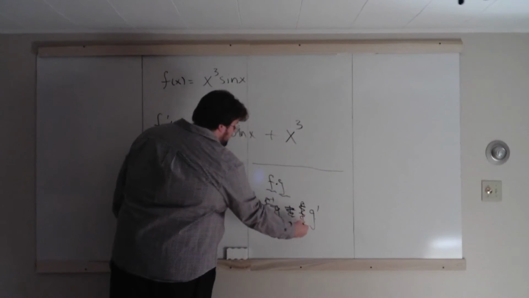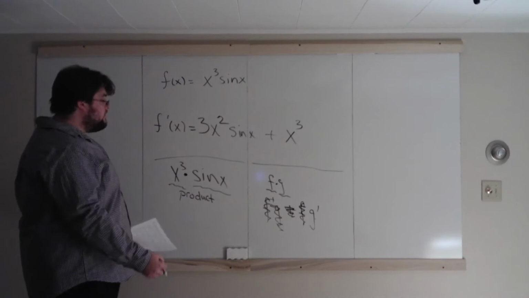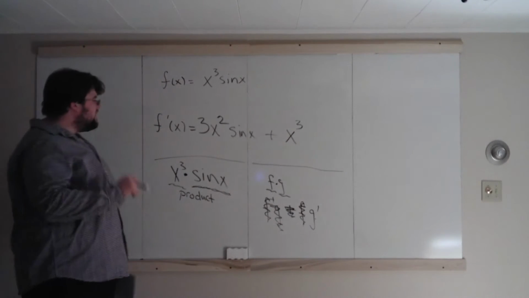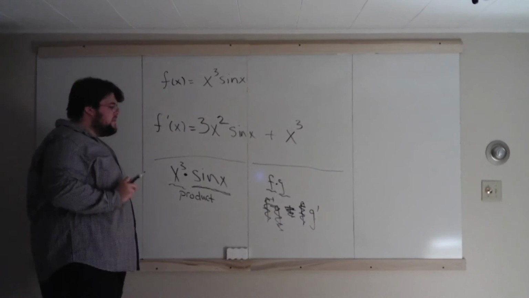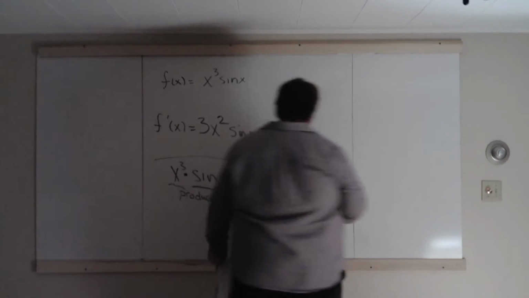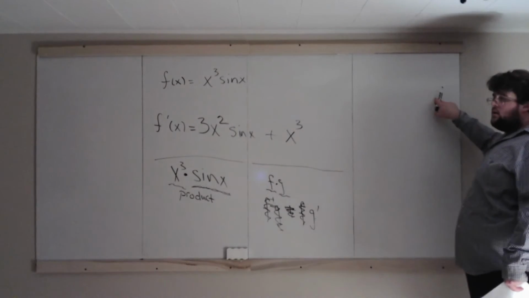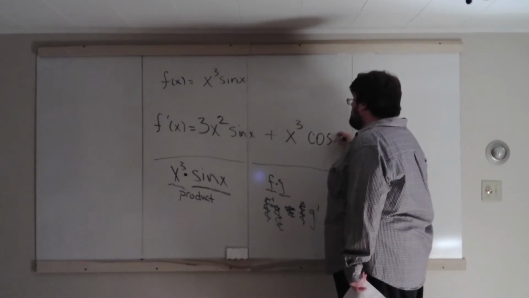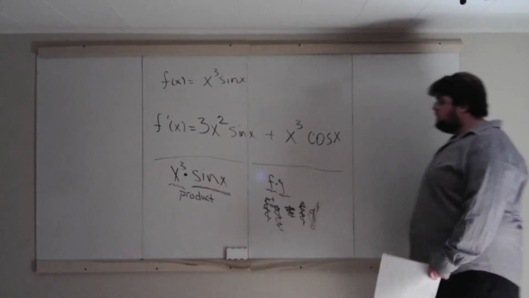4/5 of the way done. And then we need the derivative of the second. Derivative of sine, well, we use the, what was it? It was 11th in that list that I wrote on the board. It was the one over here. The derivative of sine is cosine. 5/5 of the way done.